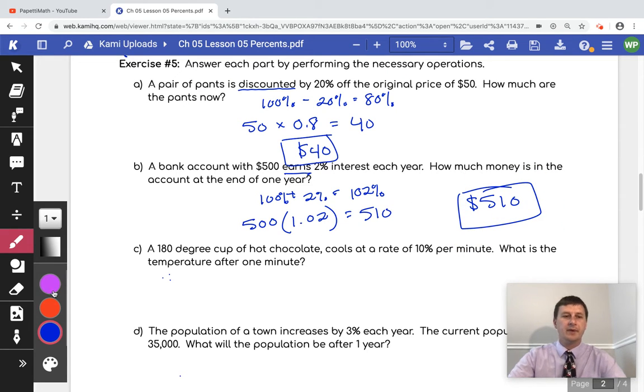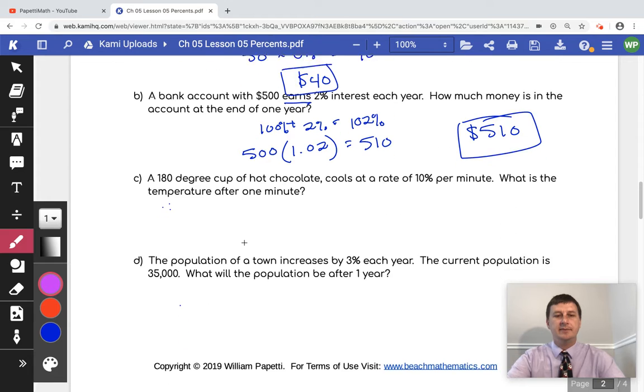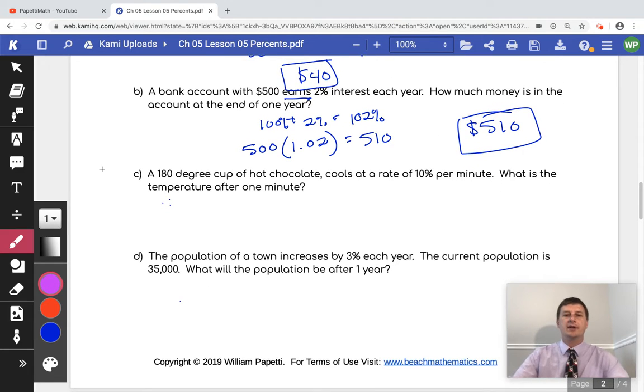All right, so let's go on now to part C. In part C, we have a 180-degree cup of hot chocolate. Ooh, that is hot chocolate. It cools at a rate of 10% per minute. What is the temperature after 1 minute? So again, we only have 1 minute we're dealing with, so we only have to do this 10% one time. And we have an original amount of 180 degrees. And it's cooling, so the temperature is going to be going down.